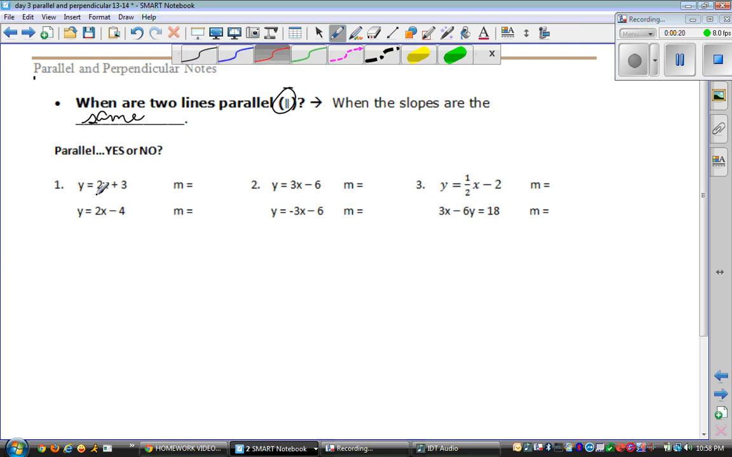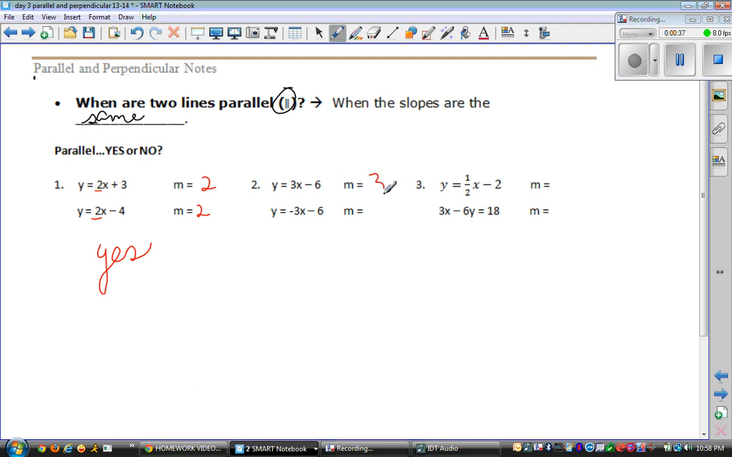For example, if you look at these two equations, both of them are in slope y equals form. The slope of this is 2, and the slope of this line is also 2. So therefore, yes, these are parallel. When we look at these two, this one has a slope of 3, this one has a slope of -3, so no, they are not.